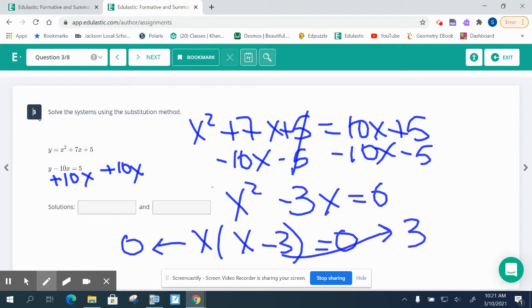And then you would plug 0 and 3. I would plug it back into this part. Plug 0 and 3 back in for there.